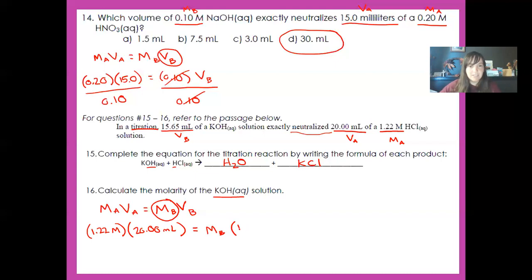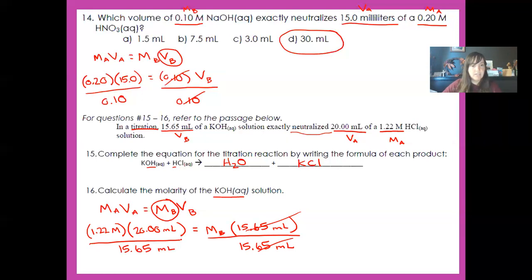Volume of the base is 15.65 milliliters. Okay, we'll divide both sides by 15.65 milliliters to get the unknown by itself. And you can see when I use the units that milliliters cancel, so you don't have to change milliliters to liters or convert, which is really nice. Okay, so we're left with 1.22 times 20 over 15.65.